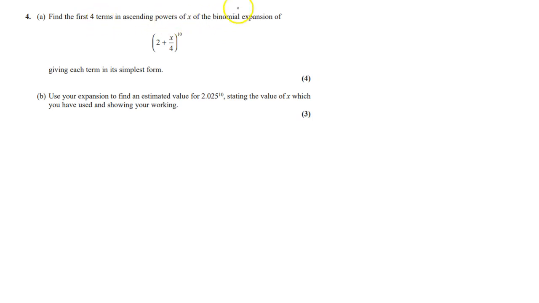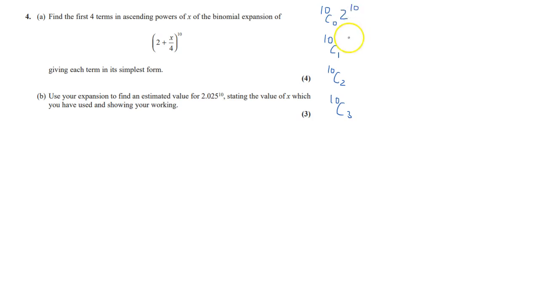Find the first 4 terms in the ascending power. These are the easy questions. If you want, you can take 2 out to the power 10, but if you do it directly, it's also easy. So what we have: 10C0, 10C1, 10C2 and 10C3.